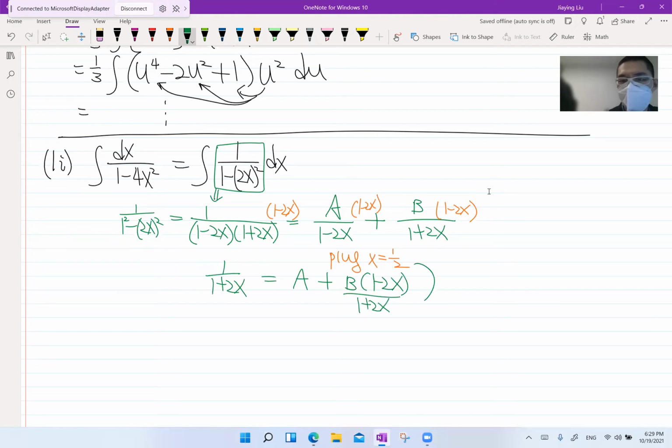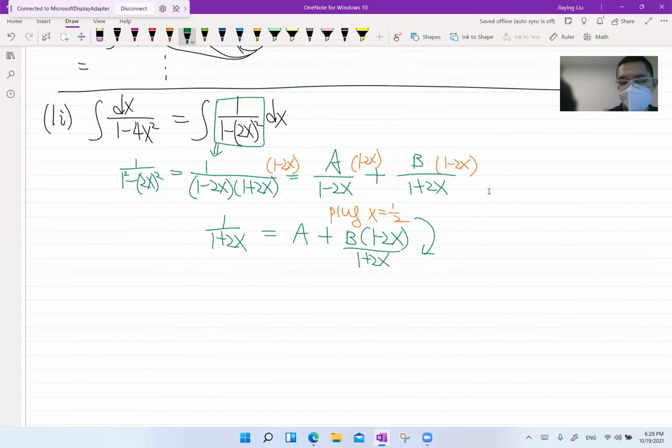Now, if I plug in x equals half, the b term will go away, become 0, right? Because the parentheses part is 0. So I get a, if I plug in half to the left, I get 1 over 1 plus 2 times half, which is 1. So a equals 1/2 as well. This is the left side.